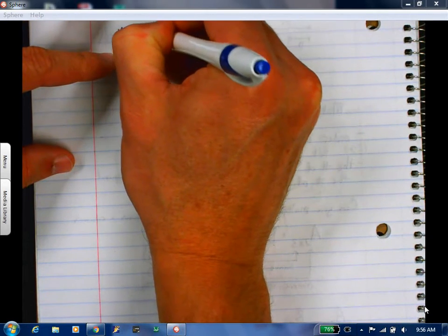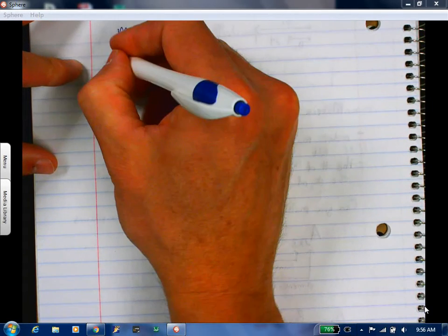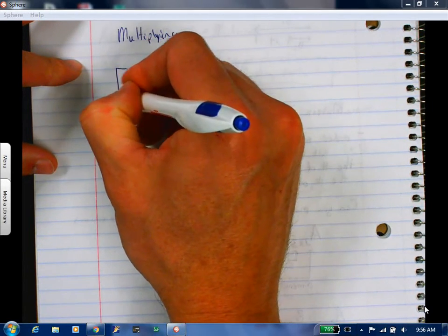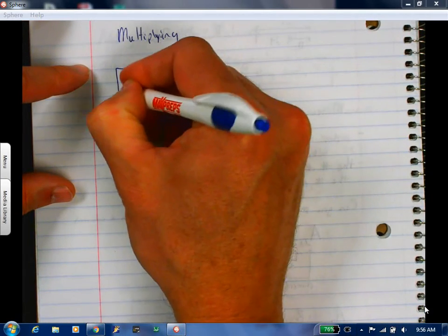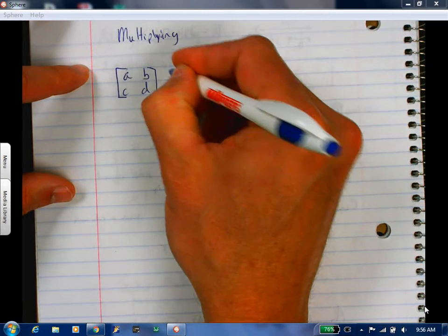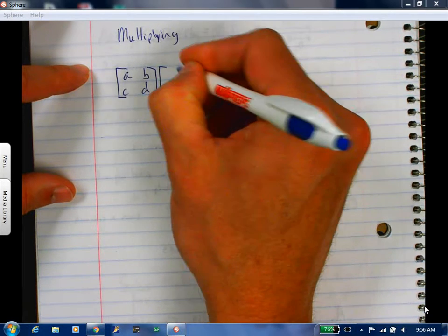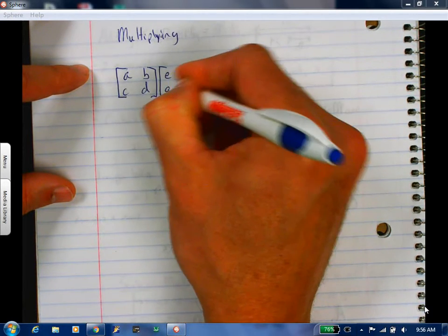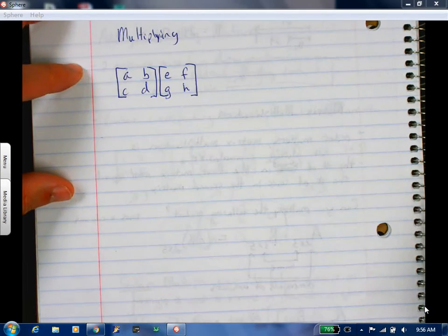So the actual multiplying, we're just going to do letters. We're going to kind of come up with a formula for this. I'm going to have A, B, C, D times E, F, G, H. So we're going to work through this one. I'll show you the formula that works out with this, then we'll put numbers to it.